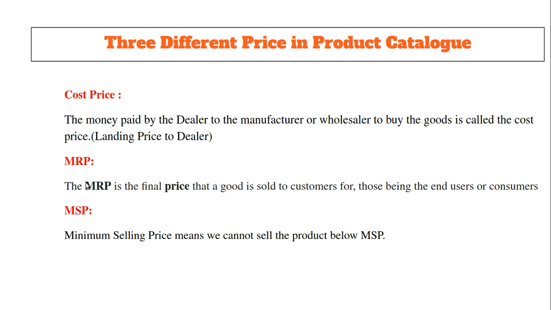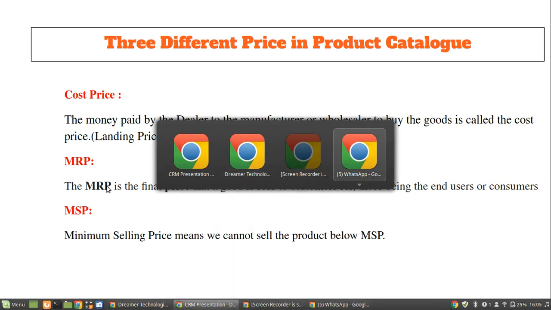Then there is MRP. The MRP is the final price at which a good is sold to the customer, the end user or consumer. MSP is the minimum selling price, which means we cannot sell the product below MSP. So let's have a look in the CRM again.